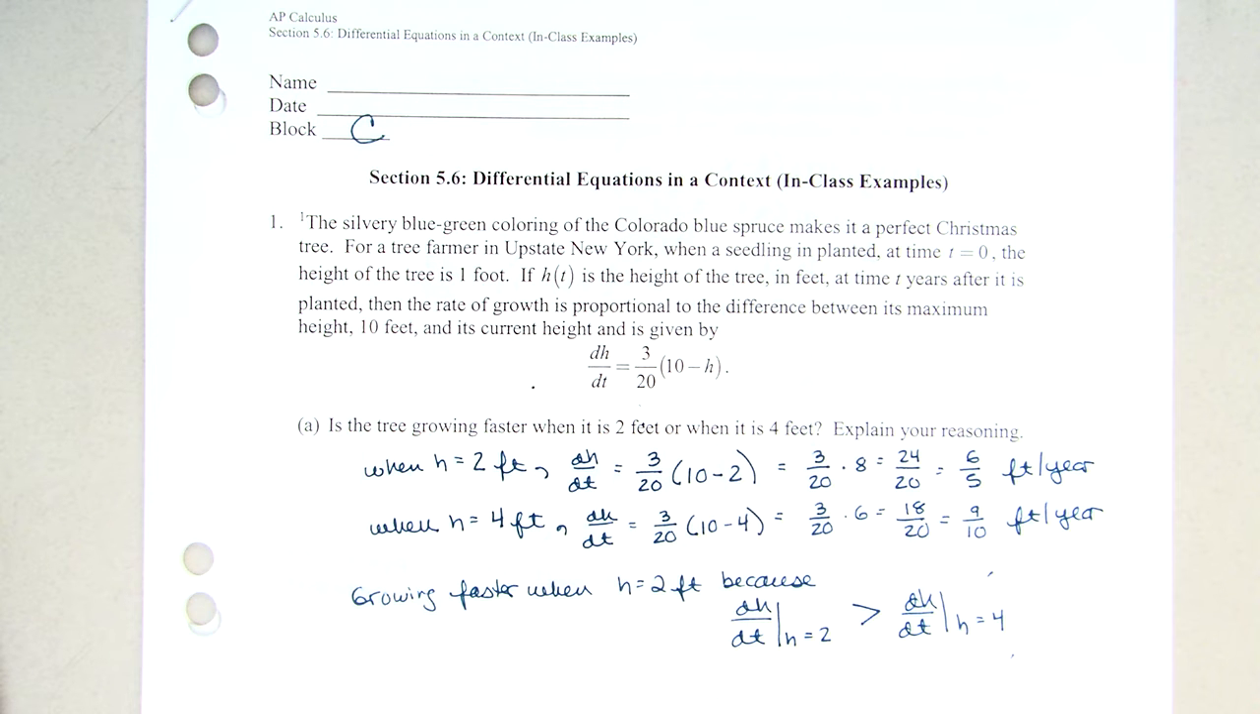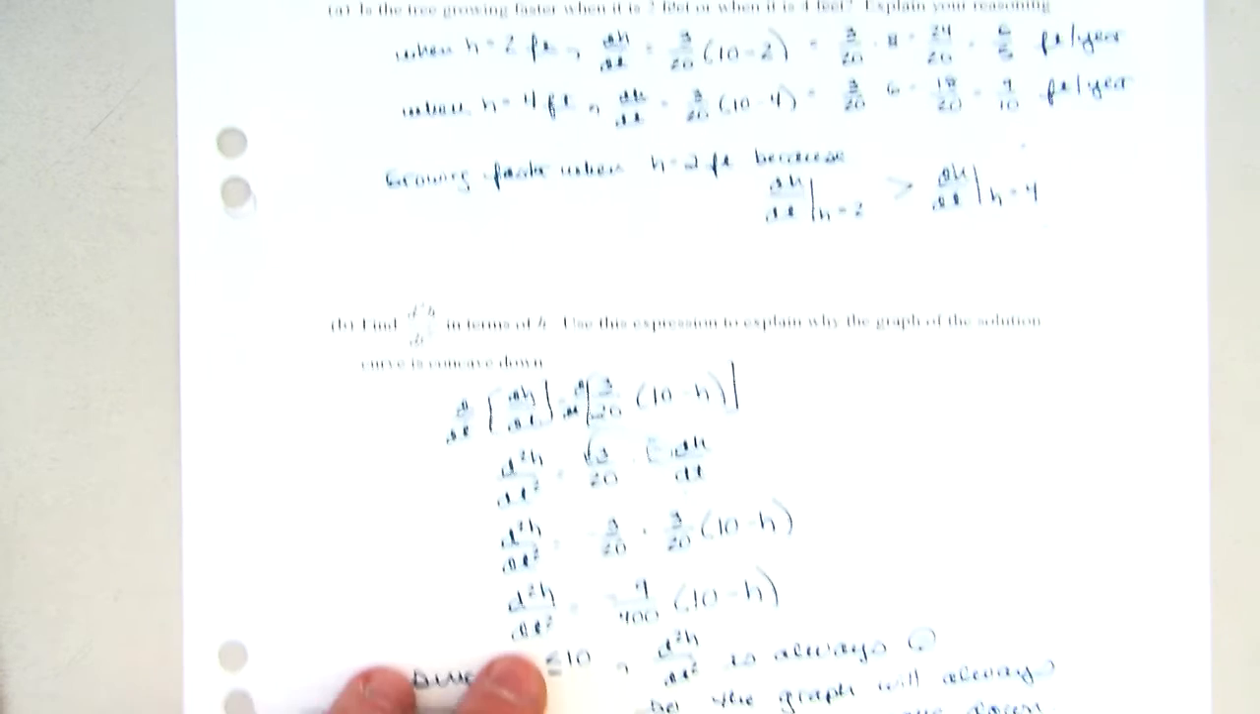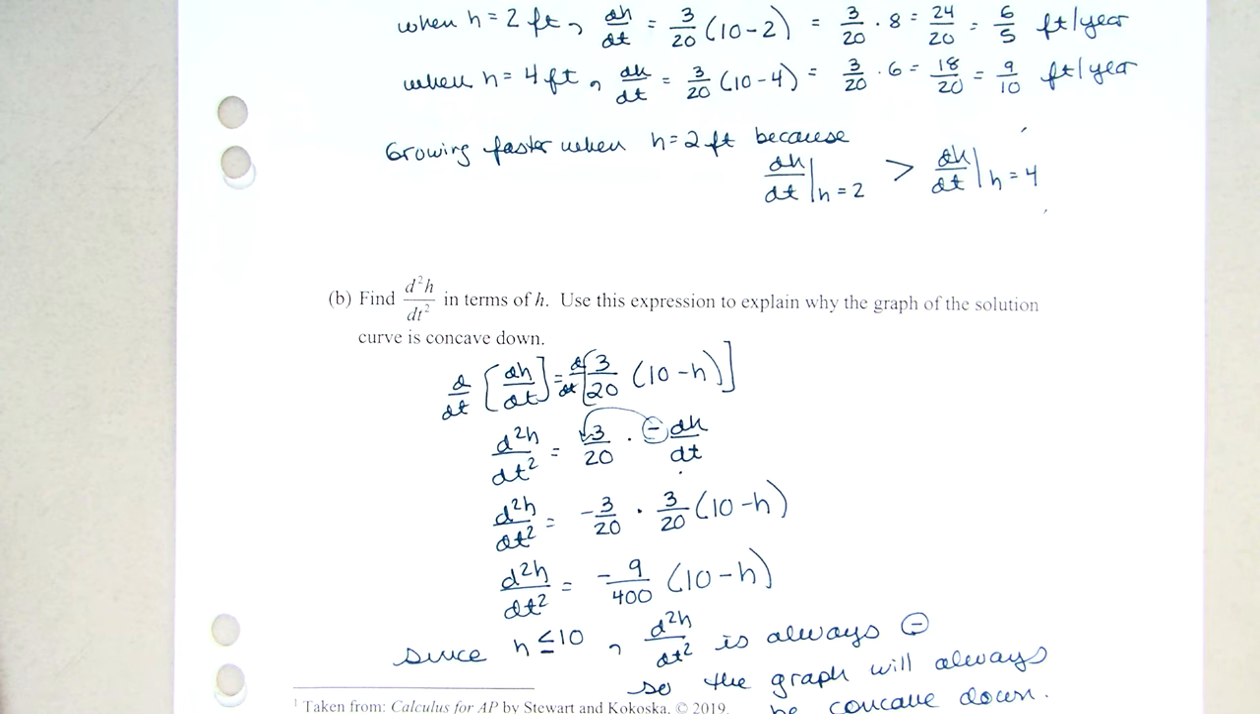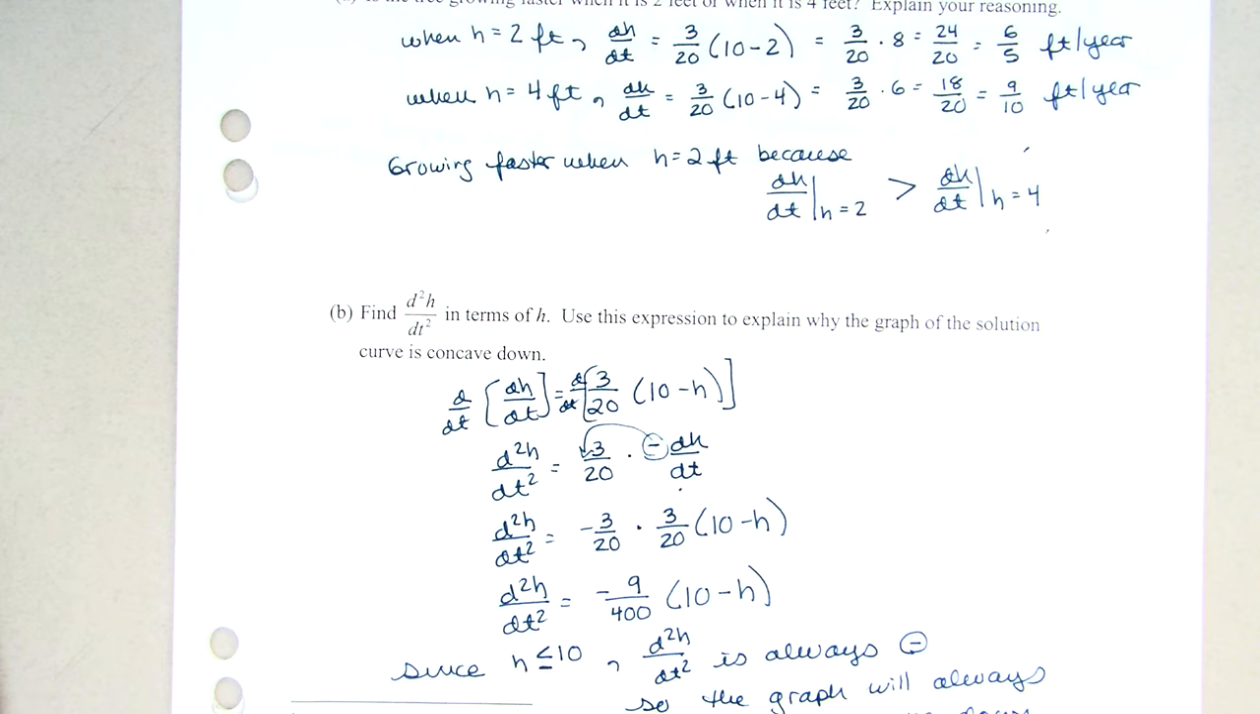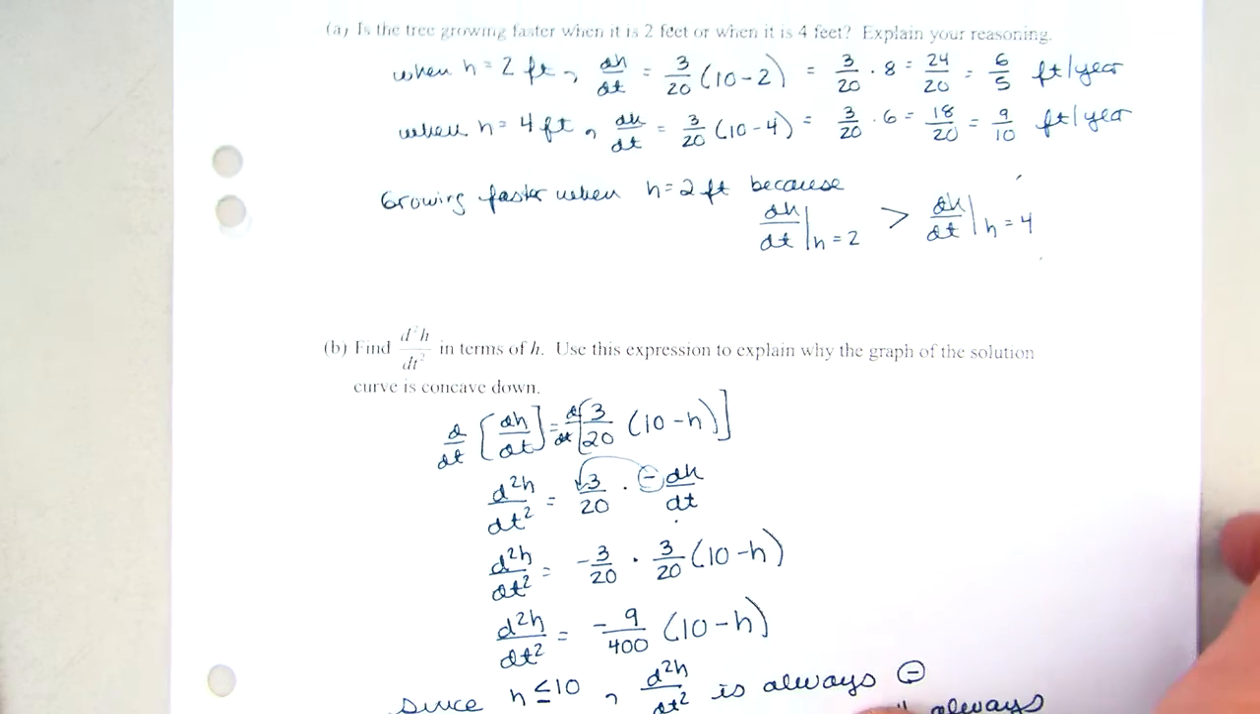So we had a differential equation that gave us the rate of change of the height of the tree. Not the height, but the rate of change of the height. I compared rates of change of the height in part A by just plugging into that differential equation, because that gave me dH/dt. Part B, we found our second derivative. We got it just in terms of h by replacing dH/dt with what we knew it initially was. And I was able to use some logic to say that the second derivative is always negative because the height has to be less than 10. So that second derivative is negative, which means I'm always concave down.